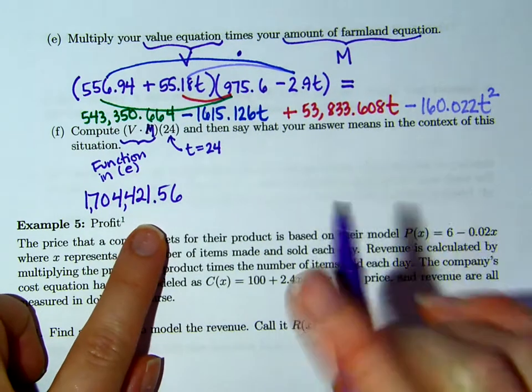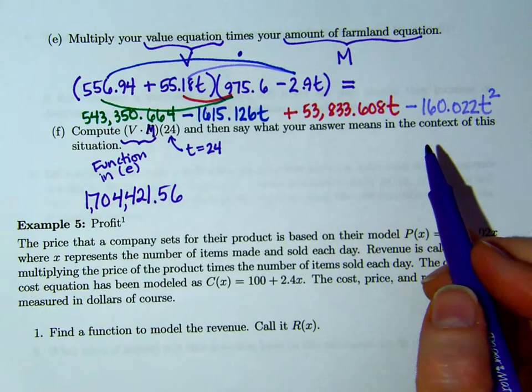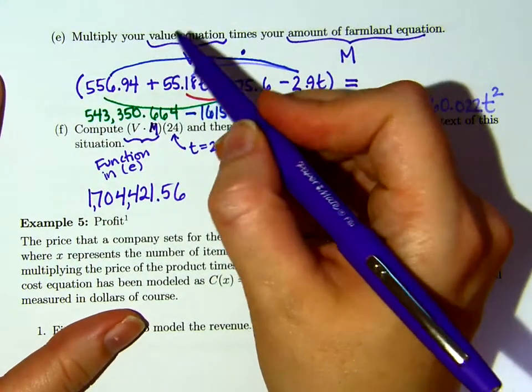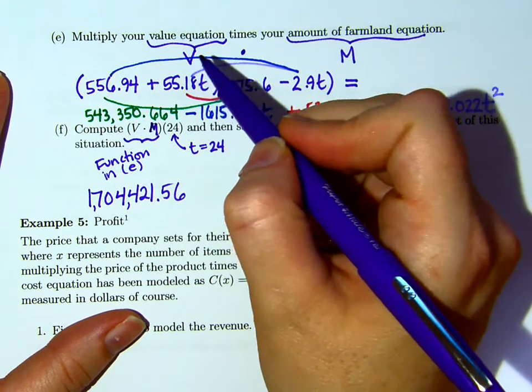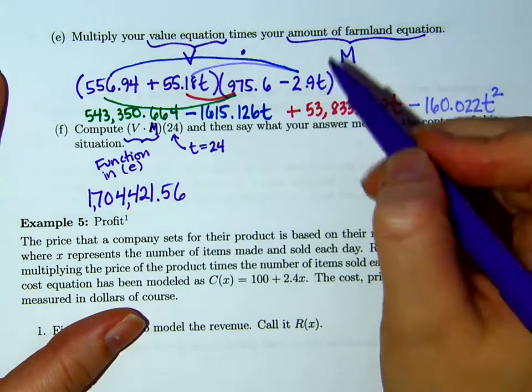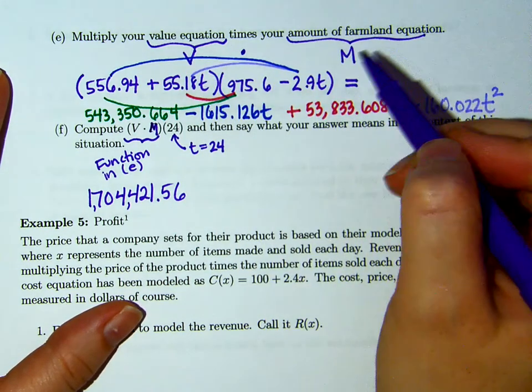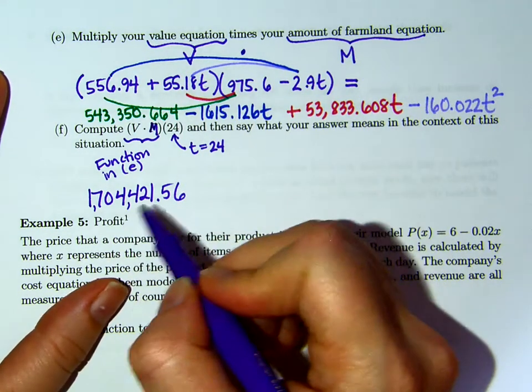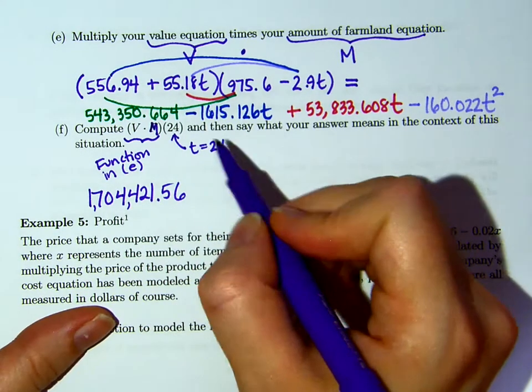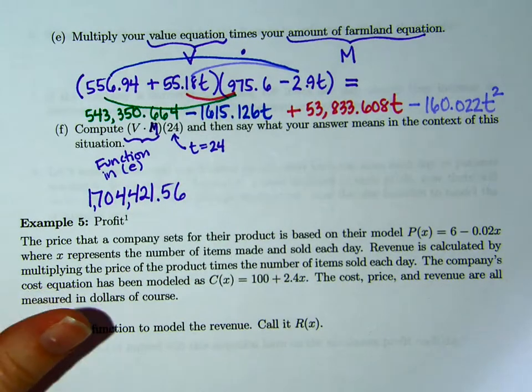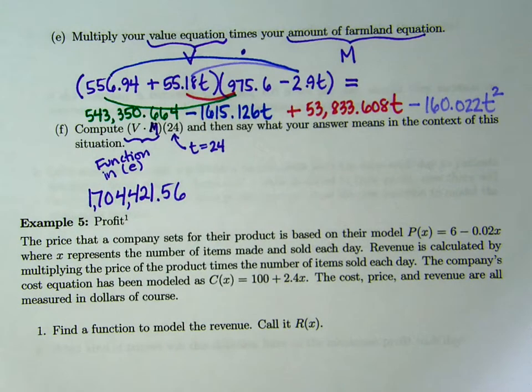Okay, so I punched all of that into my calculator all at once, and I ended up with $1,704,421.56. Say what this answer means. So we're talking about the value times the amount of farmland. This is per acre, and this is how many acres we have. So this is how much it is actually worth. What is that? 24 years since 1990. 1990 plus 24 years, that's 2014.